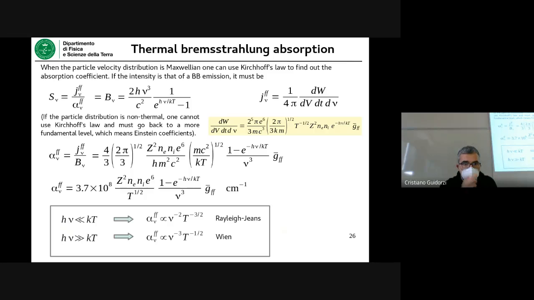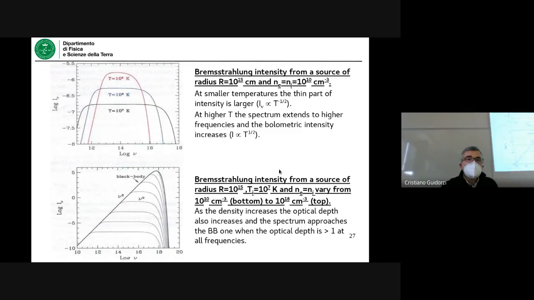In the opposite regime, when you consider the Wien regime, so when the energy of the photon is much larger than kT, again, the negative exponential just fades away, so it is negligible. So you are left with 1 over frequency cubed, so frequency to -3 and temperature to minus 1/2. So the qualitative dependence is the same. From a quantitative point of view, the dependence changes, but from a purely qualitative point of view, it is the same. So let's see now these two figures.